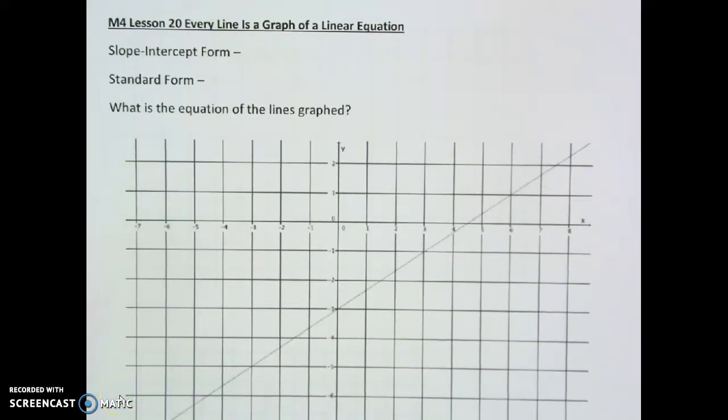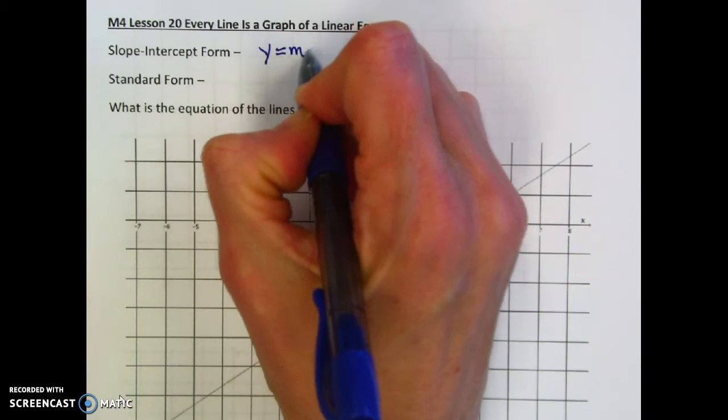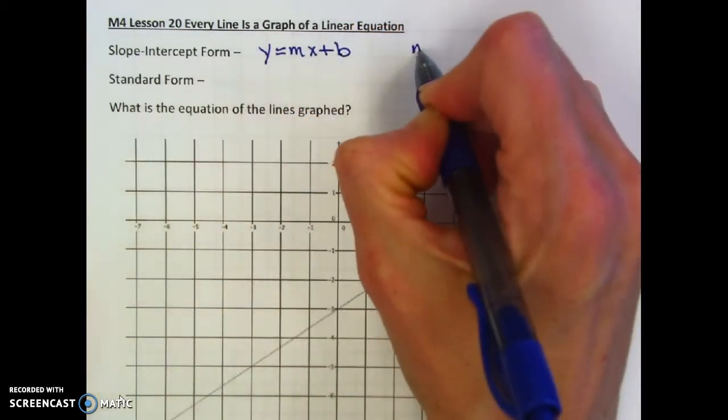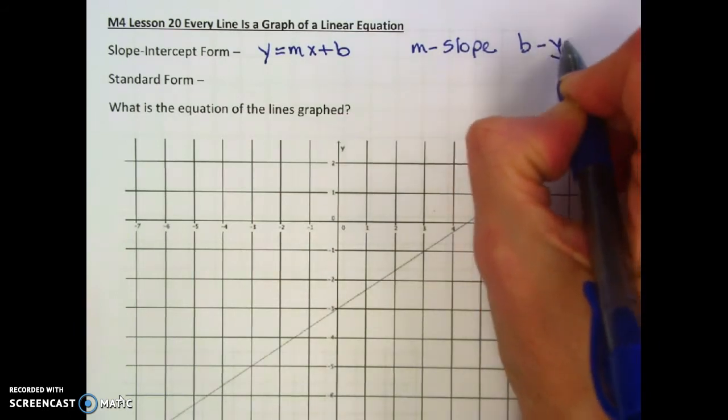All right, Module 4, Lesson 20. Every line is a graph of a linear equation. Now, we've been talking about slope-intercept form. That is where we have y equals mx plus b, where m is the slope and b is your y-intercept.